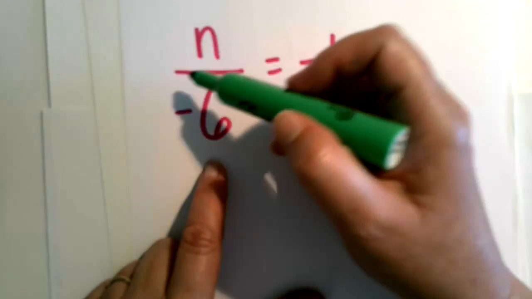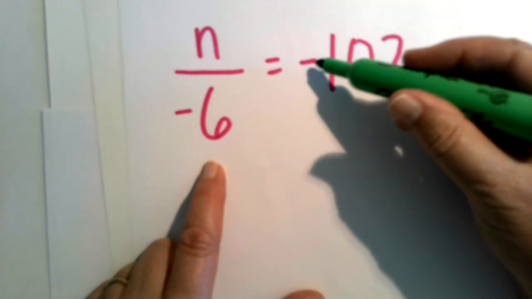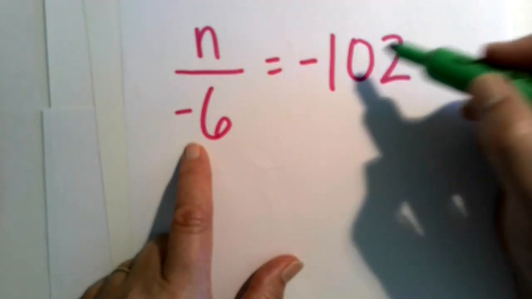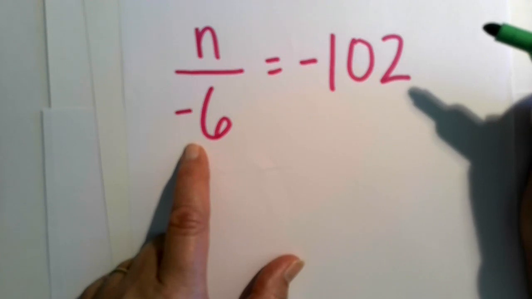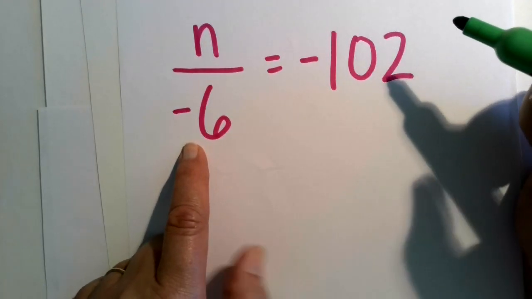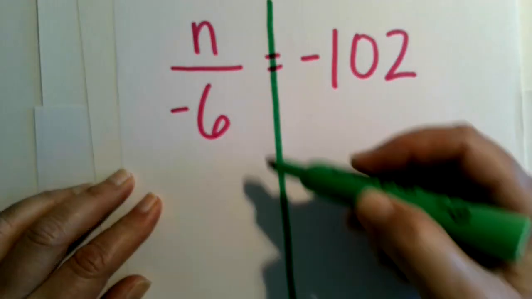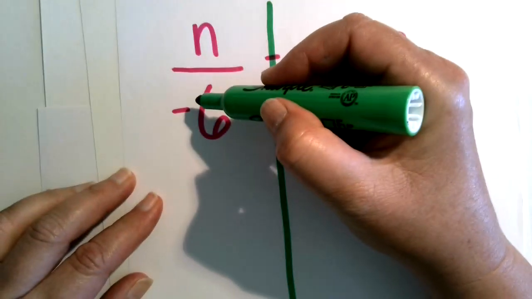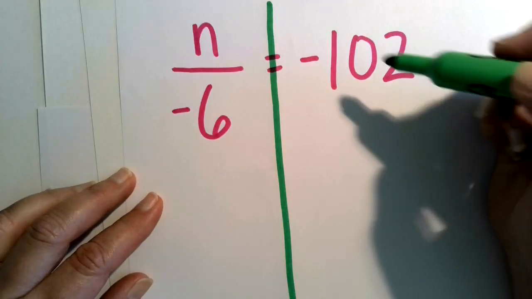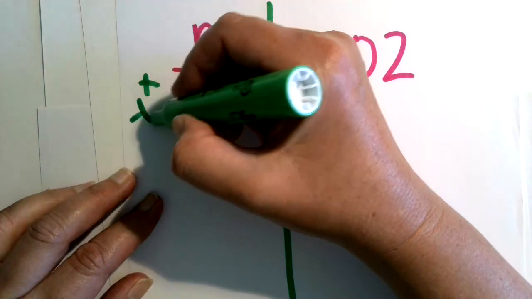So this is n divided by negative 6 equals negative 102. So we have two negatives, so my answer I know is going to be a positive. So just kind of remember that. So draw your line here. This is n divided by negative 6. So you're doing the opposite or the inverse. So times negative 6.